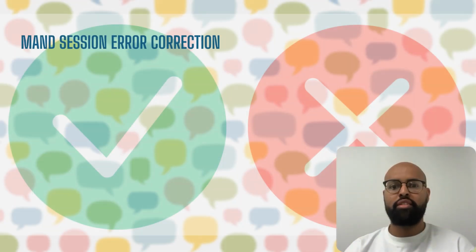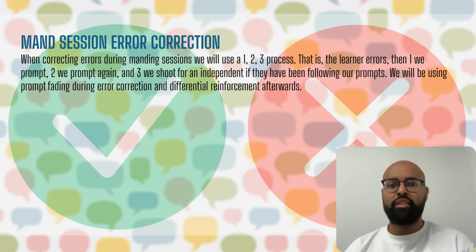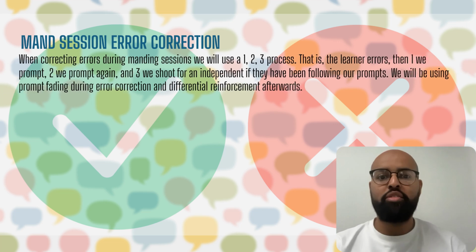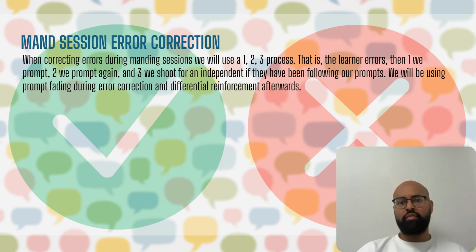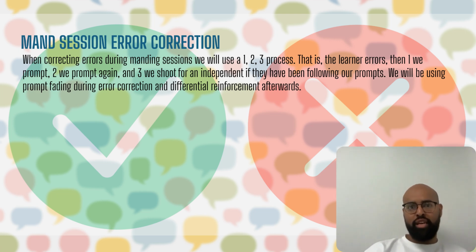Mand session error correction. When it comes to error correction during mand sessions, we follow what we call the 1, 2, 3 process. So, here's how it works. If the learner makes an error, first, we give a prompt. If the error happens again, we prompt a second time. Then, on the third try, we aim for an independent response, especially if the learner has been following our prompts. Throughout this process, we use prompt fading, meaning we gradually reduce the level of help we provide. And after that, we apply differential reinforcement, rewarding the correct, independent responses to strengthen the desired behavior.